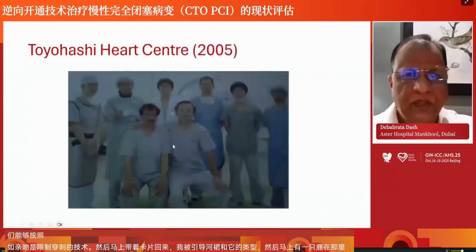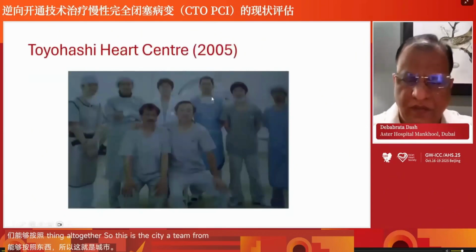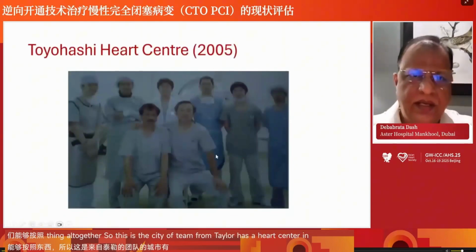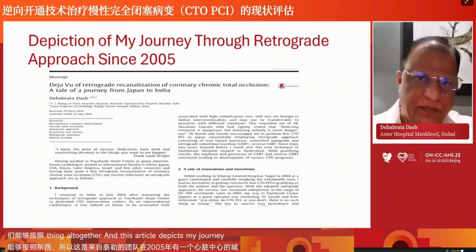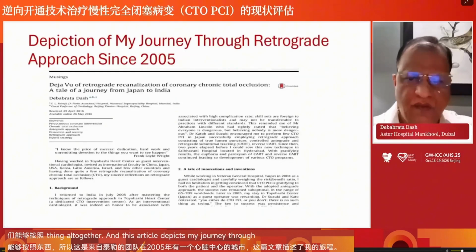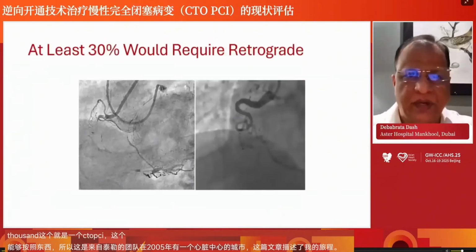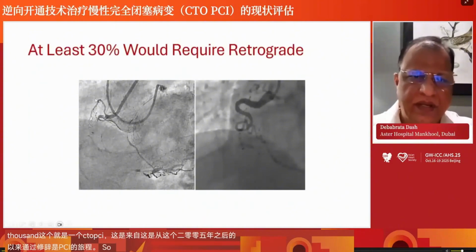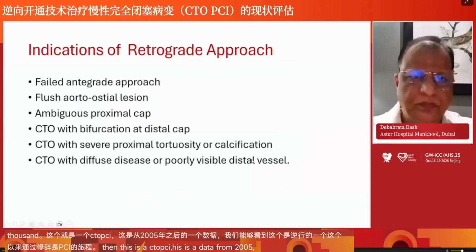together. So this is the CTO team from Toyohashi Heart Center in 2005, and this article depicts my journey through retrograde CTO PCI since 2005. As you know, at least 30% of the CTO would require retrograde. As you can see, the difficult anatomy, the proximal cap ambiguity in RCA CTO.